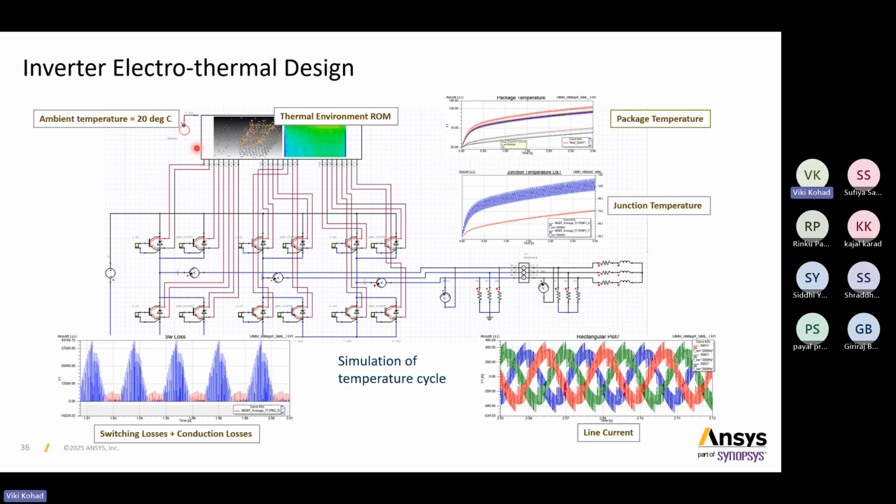Next is the inverter electrothermal design. This is the thermal environment ROM. You can see the ambient temperature and this is the junction temperature that you can see. It goes around 70 degrees. Your IGBT's average temperature at this particular frequency goes around this one, and at this particular frequency it goes around this one. The package temperature is this one, and you can see the switching losses as well as the conduction losses here on the basis of your line current. Regarding this, you can see your temperature value.